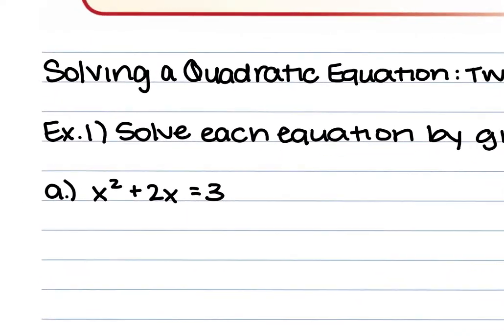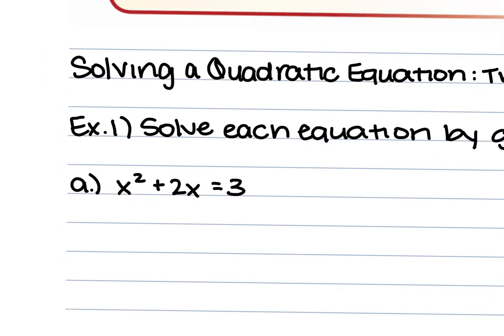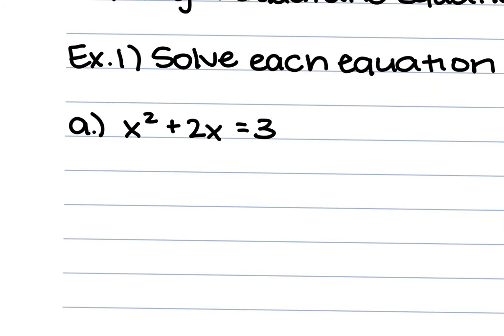Okay, so for each of these problems, all we have to do is change it into standard form and then graph the side of the equation that is not equal to 0, okay? So for this first one, we need to get it into standard form and we need to make one side of the equation equal to 0. The easiest way to do that is to subtract 3 from both sides. So now we're going to get x squared plus 2x minus 3 equals 0.